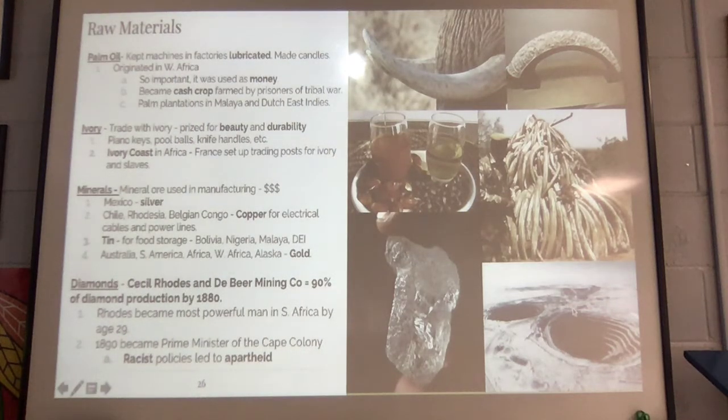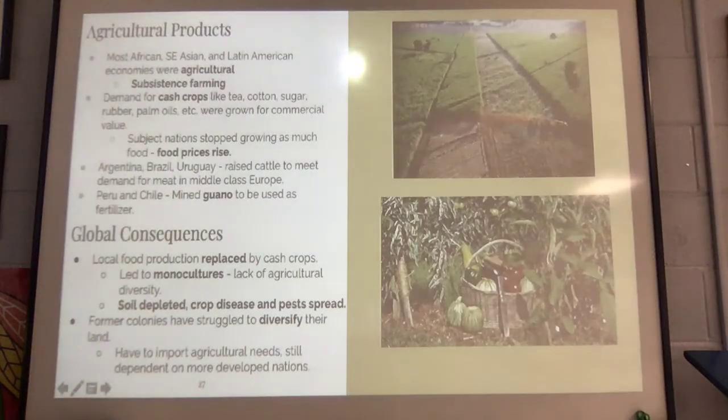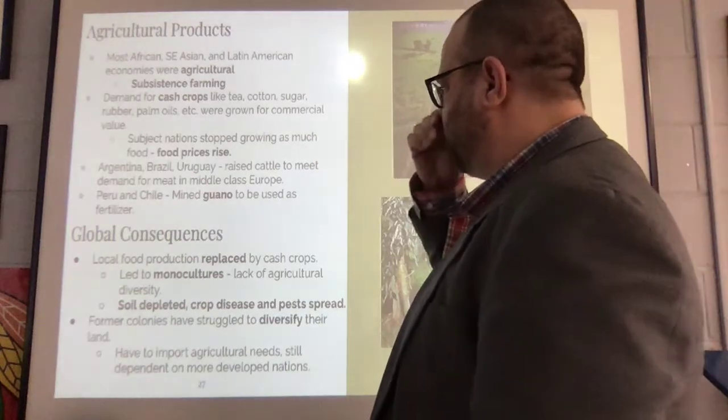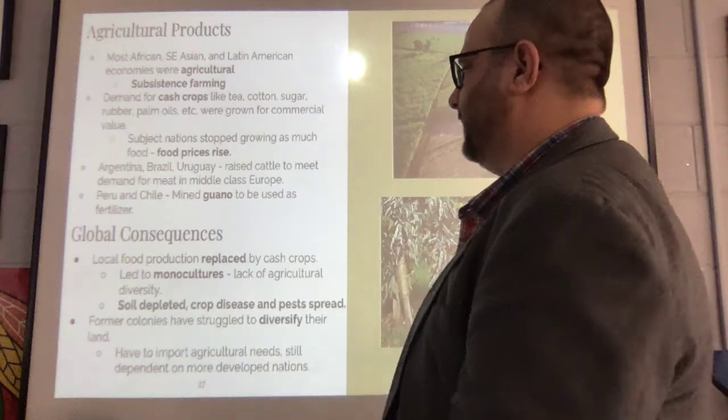Stop the video here if you need to take notes. And so let's move on now to our final slide for this topic, and that's agricultural products. Most African, Southeast Asian, and Latin American economies were agricultural. So you see them take part in something known as subsistence farming. Tea, cotton, sugar, rubber, palm oil, all that grown for commercial value. And the subject nations, the nations that are subjugated by the colonies, stop growing as much food, and so you see food prices rise.